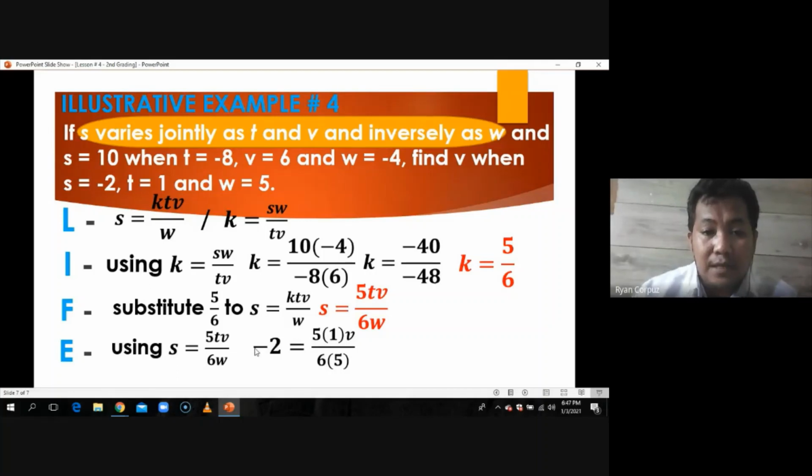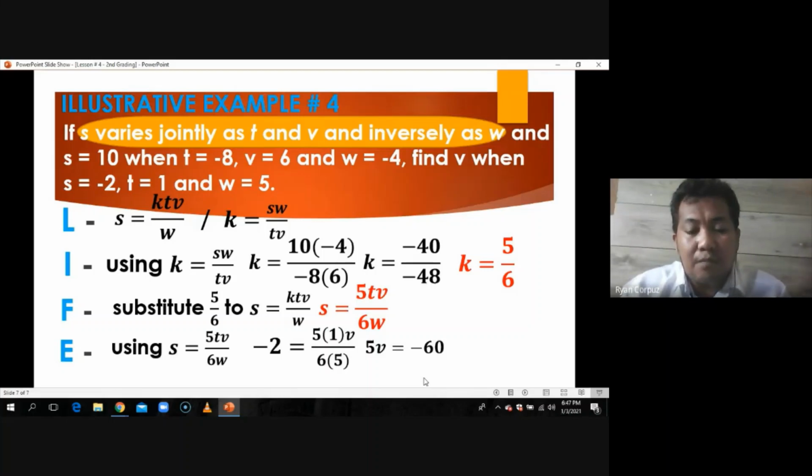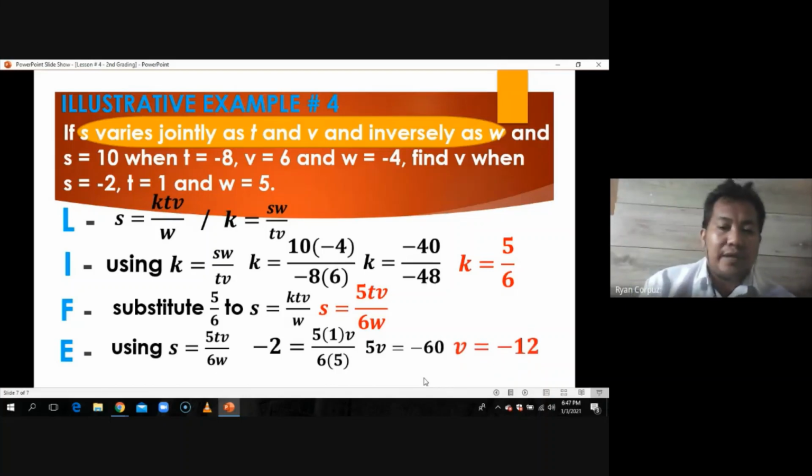So, 30 times negative 2, that would be negative 60. Magiging 5V is equal to negative 60. Since we are looking for V here, you have to divide both sides of the equation by 5 for you to find the value of V. So, magiging negative 60 divided by 5. Ilan yun? So, magiging V is equal to negative 12. So, yung hinahanap natin in the problem is the value of V, and that value of V is negative 12.